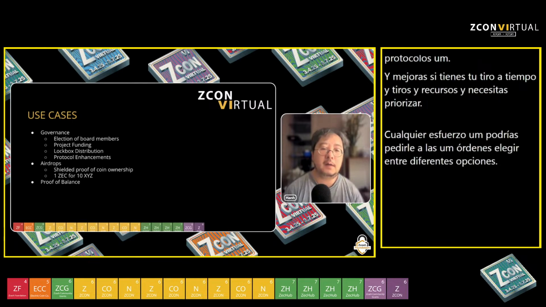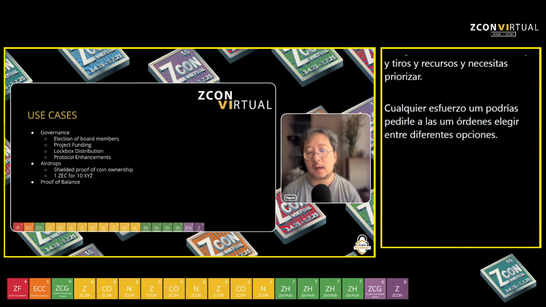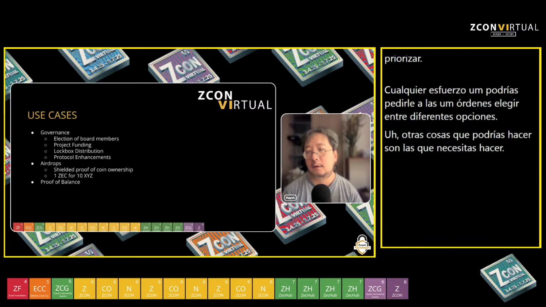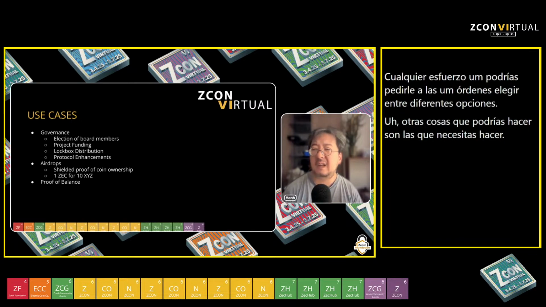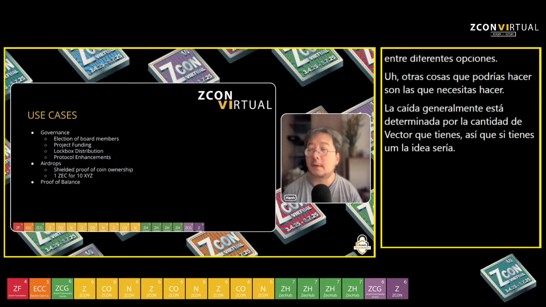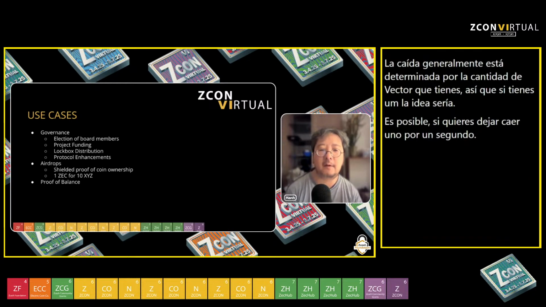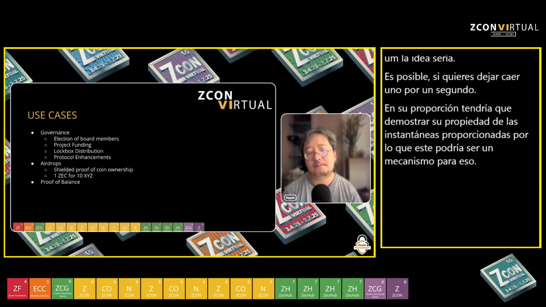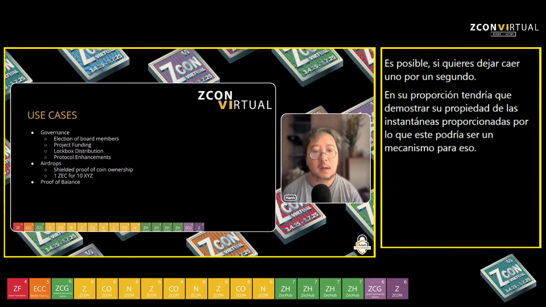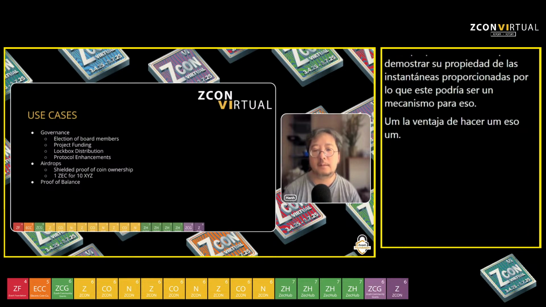Other things you could do with that is do an airdrop. So the airdrop usually is determined by the amount of ZEC that you have. So the idea would be for Namada, for example, if you want to airdrop one Namada for one ZEC or any proportion, you would have to prove your ownership of ZEC at a given snapshot. So this could be a mechanism for that. The advantage of doing Zcash coin voting with this mechanism is that it's shielded. You won't have to prove your balance in a transparent way.